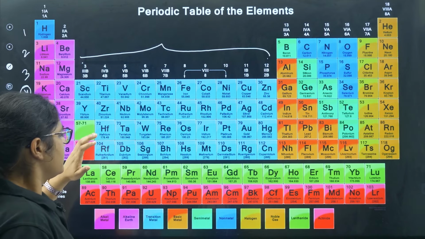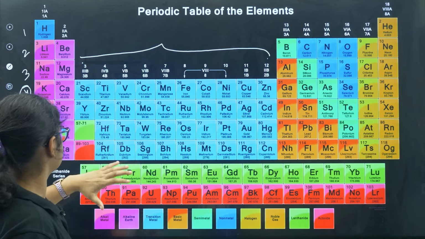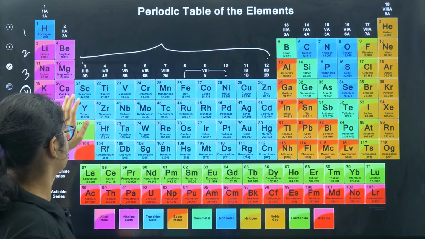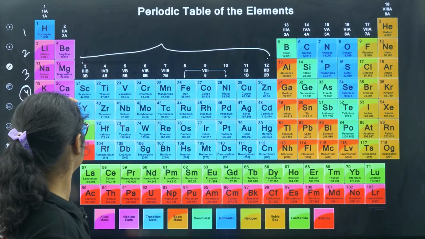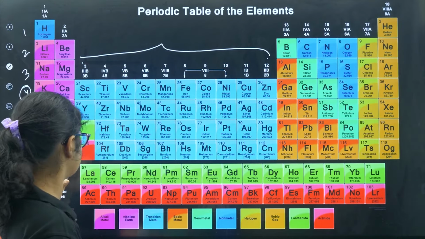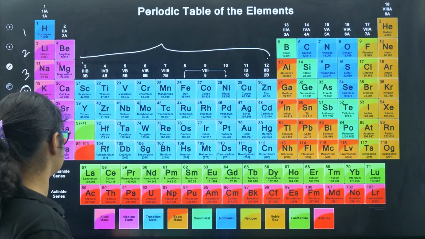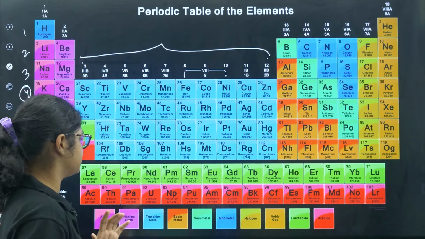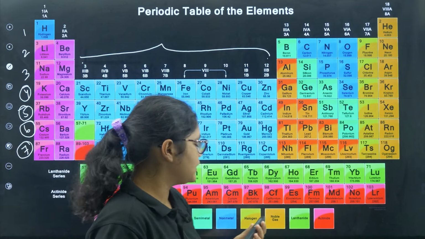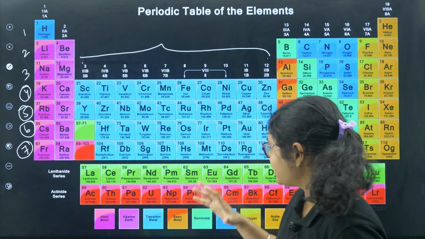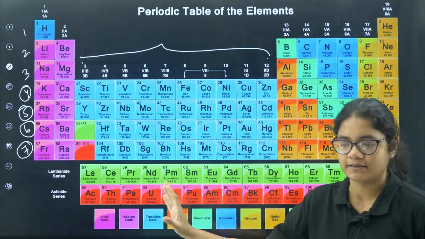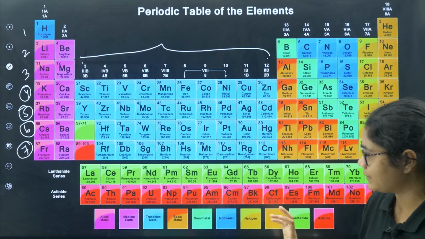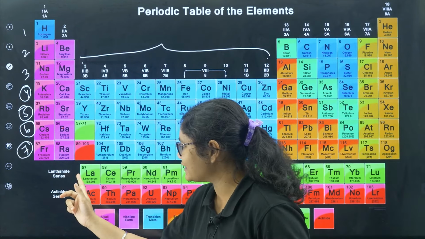Now coming to this one, what else can we discuss here? Group 3 to group 12, you have to remember 3D, 4D, 5D and 6D series in 4, 5, 6, 7 periods. So now coming to F block. I told you that F block is given a special space in the periodic table, below the periodic table. So here you can see this is called lanthanide series.